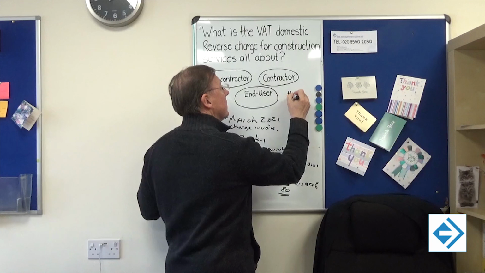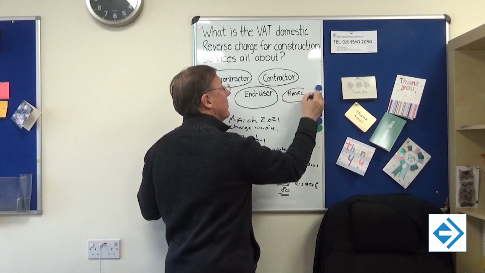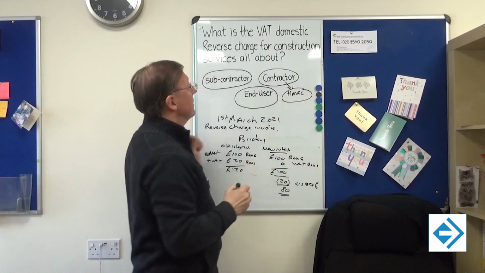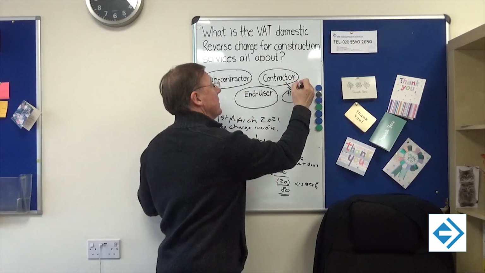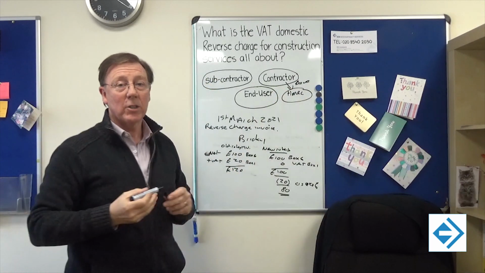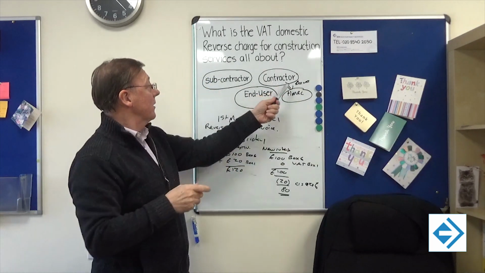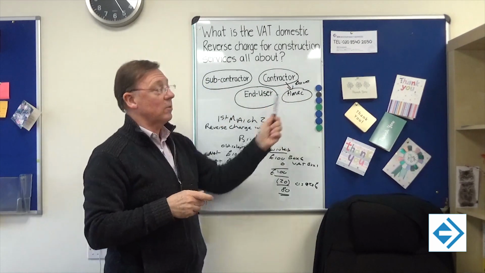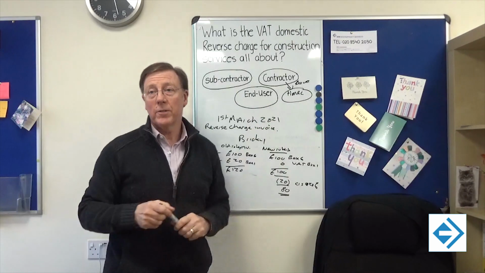In fact, what it does do is that the contractor then pays the £20 VAT to HMRC. So instead of paying the £20 to the subcontractor, it goes directly to HMRC through the VAT returns.